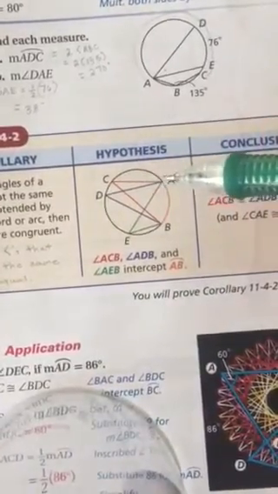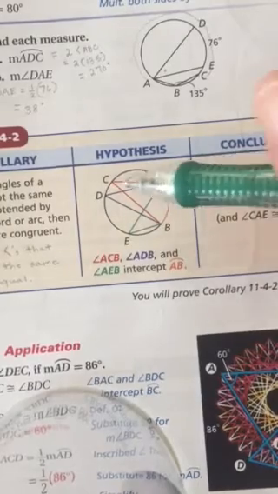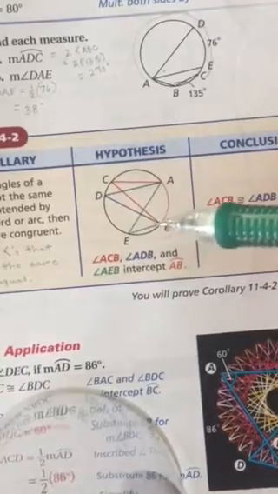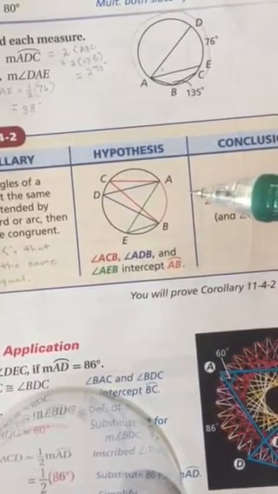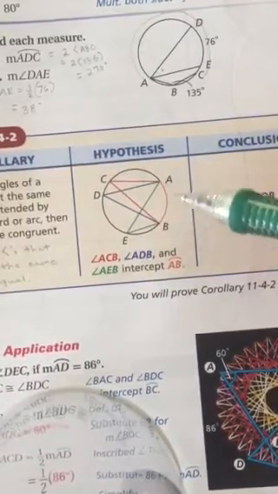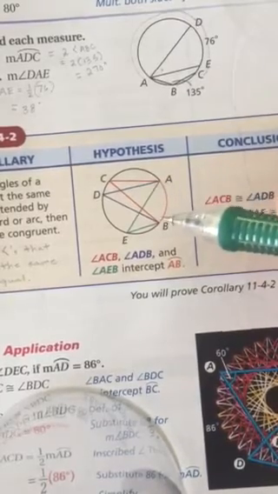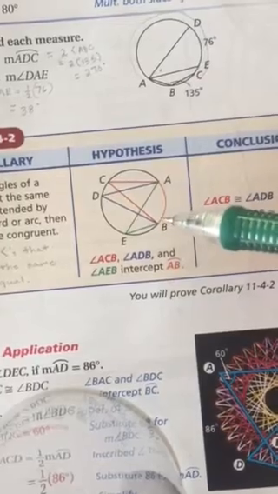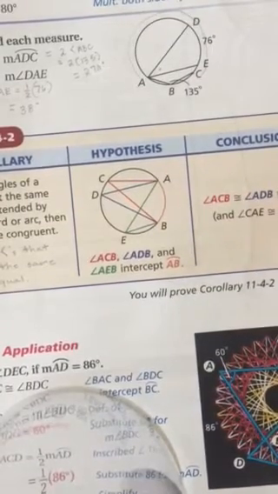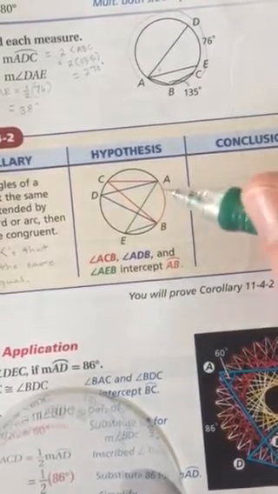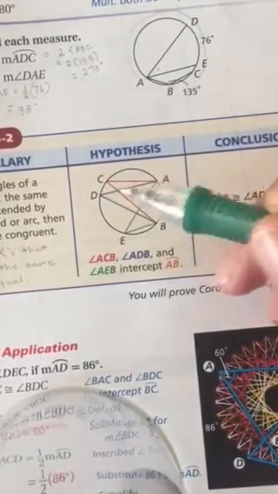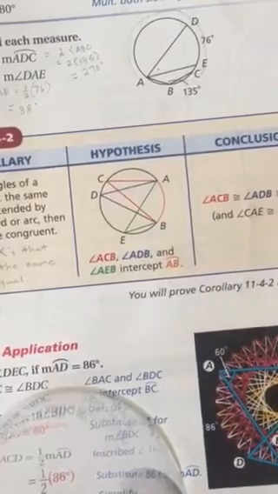We have 3 inscribed angles here. We have the red one, we have the blue one, and we have this green one. Please notice that all 3 of them share arc AB. That means that all of them are going to be exactly half of the measure of arc AB. So they are also going to be congruent because they are the same. So if arc AB is 40, then angle C is going to be 20, angle D is going to be 20, angle E is going to be 20.